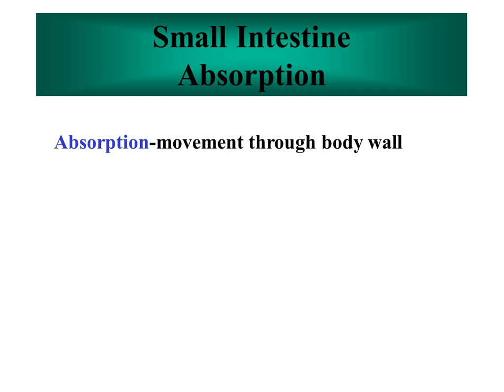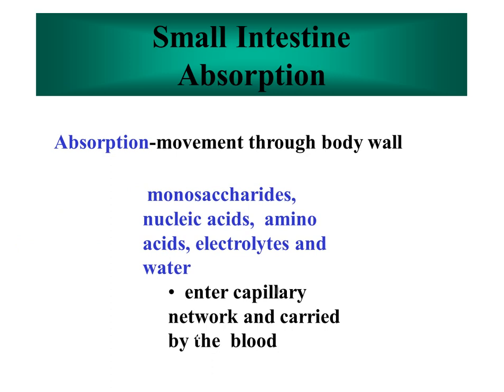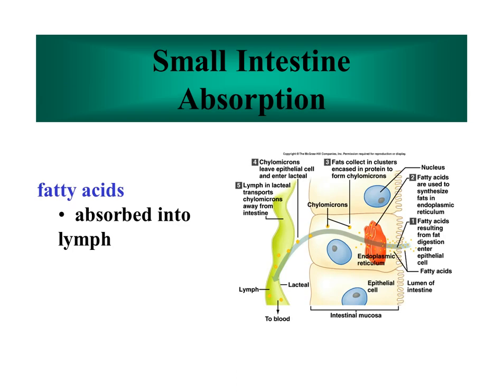You have absorption, the movement through the body wall into the bloodstream, and what moves through the final products. And these can be used by the cellular machinery: monosaccharides, glucose and fructose, your nucleic acids, the amino acids, electrolytes, and water. They enter the capillary networks of the blood vessels to the blood. Fatty acids are absorbed into the lymph.